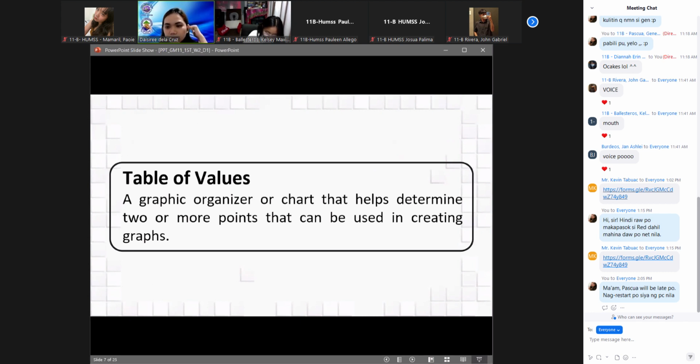Okay? Sige, 11B, makinig na lang muna kasi nasa Quiper naman na to. Actually, na-send ko na po ito sa inyo.